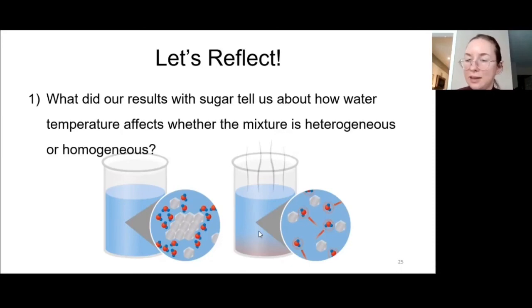And this is because with hot temperatures, there's more collisions between the sugar and the water. Whereas with the cold water, there's less collisions. So the sugar appeared to stay clumped. And we can then conclude that warm water is better for dissolving other substances.